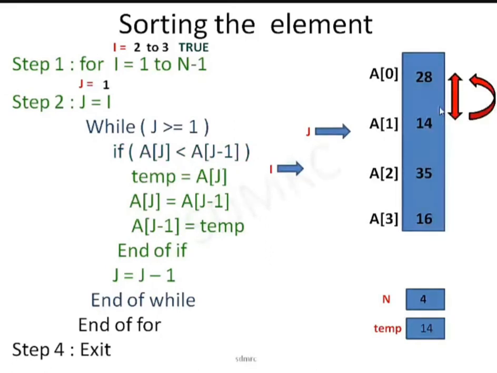Using the same mechanism, temporary gets the value of A of j, that is 14. And A of j is equal to A of j minus 1, this is going to be changed to 28. A of j minus 1 is equal to 14.